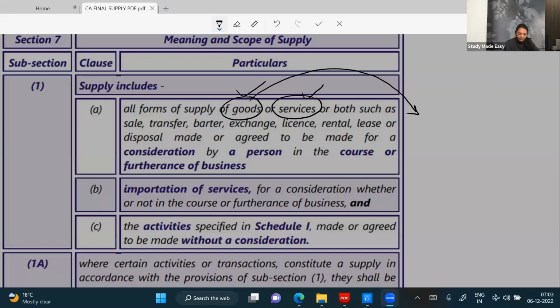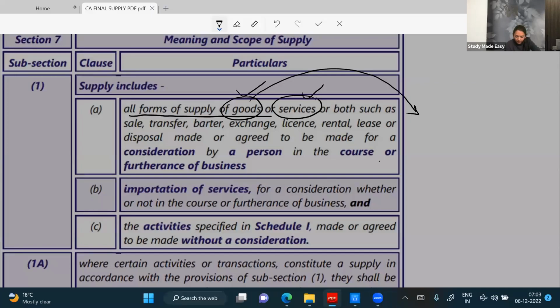What they have given in the definition of supply: all forms of goods, service, or both, such as, now it is an example. They are giving examples. If you sell, that is supply. If you transfer, that is supply. If you barter, that is supply. If you exchange, that is supply. I am confused between the meaning of barter and exchange. Barter is also kind of the same thing. Exchange is also kind of the same thing. What is the basic difference between barter and exchange?